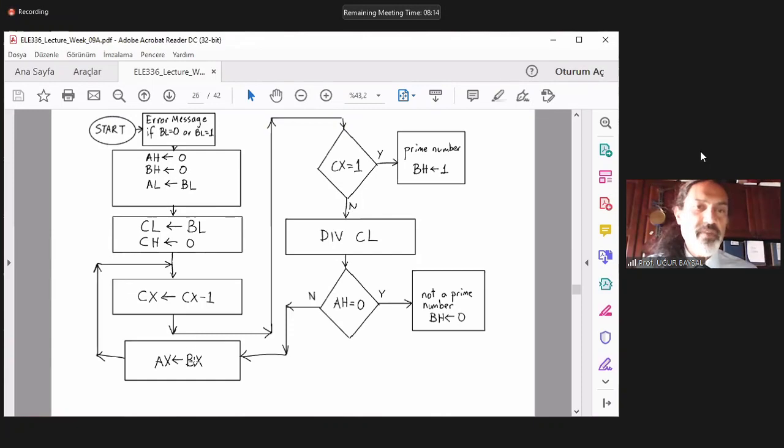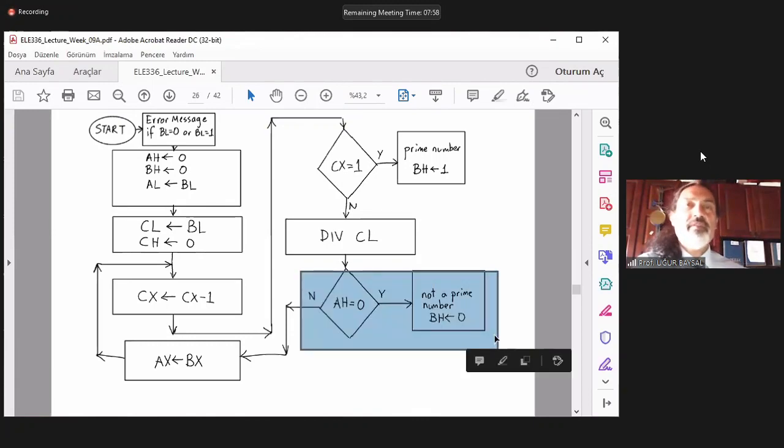And we copy BX to AX, and then continue to decrement the counter and continue to divide till CX reaches 1. So at any time there's a zero remainder, that means our number can be divided by something other than 1 and itself. So one failure of that test results in exiting the program.